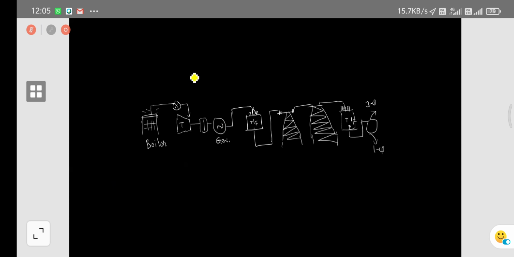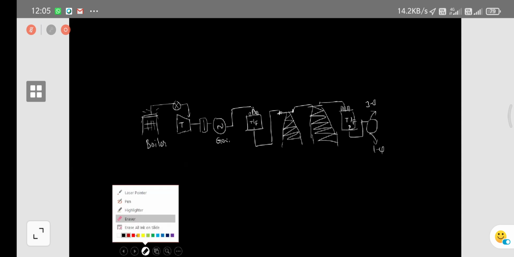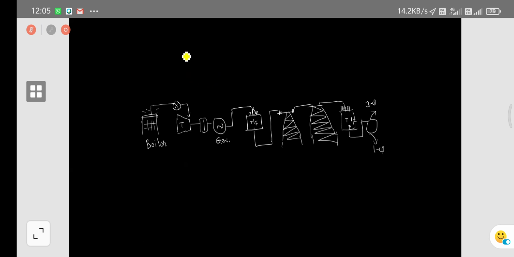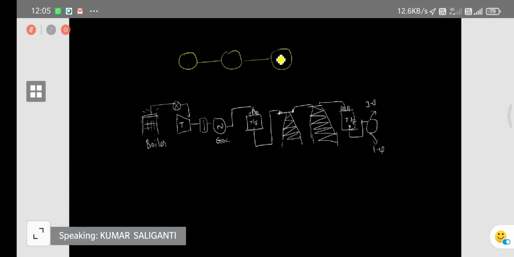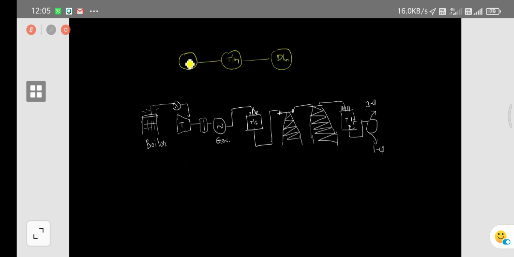So I have considered here some power system network. This is the generation area, the transmission and distribution area. These are the consumers here.